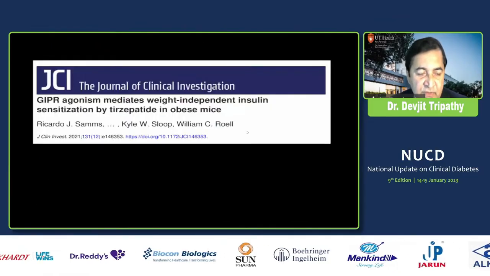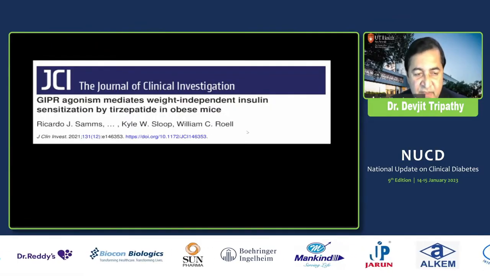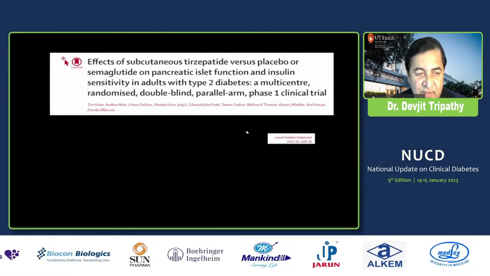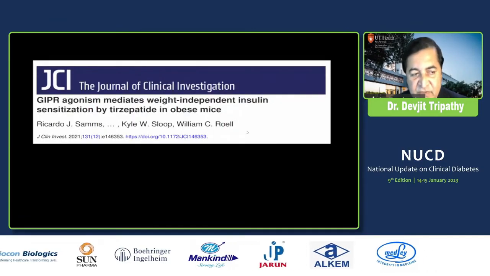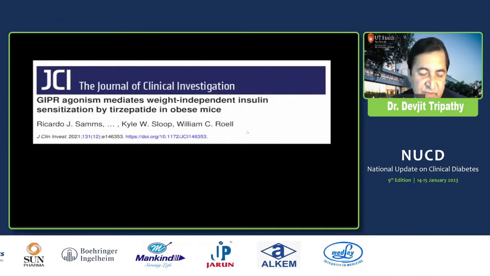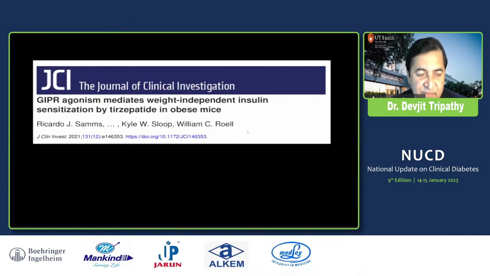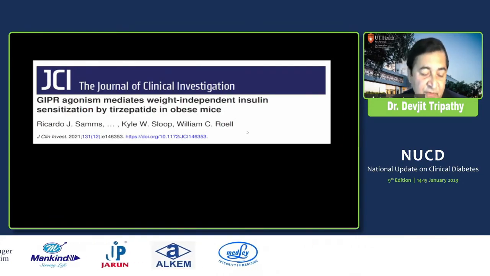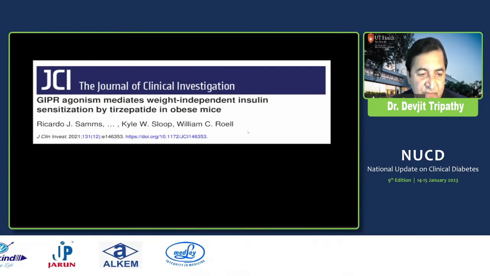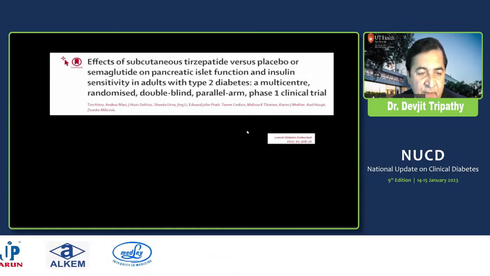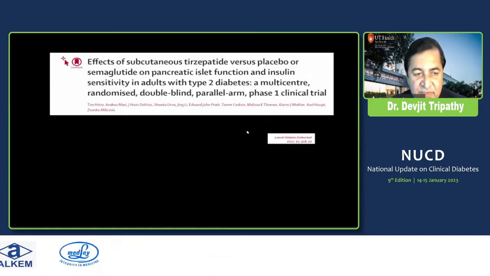So there's one study that looked at the mechanism of action, but again, this was in obese mice, and it showed that there's a weight-independent insulin sensitization by tirzepatide. Again, we discussed it could be like a thiazolidinedione-like effect of GIP. And this is the only study which looked at the mechanism of action in humans.